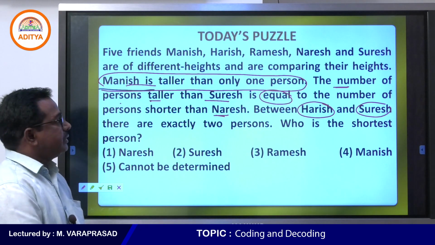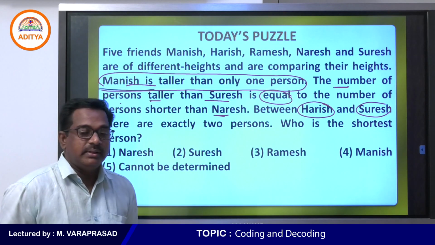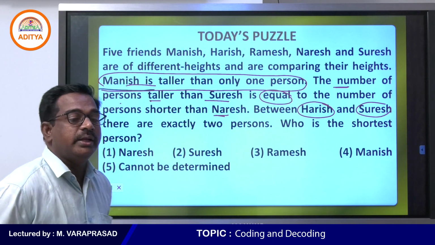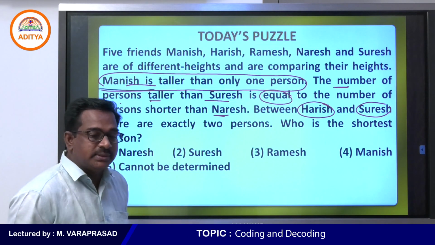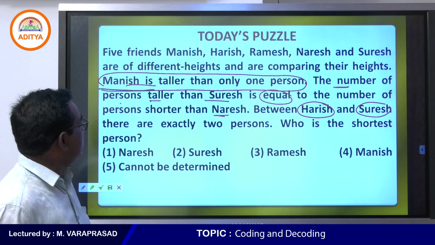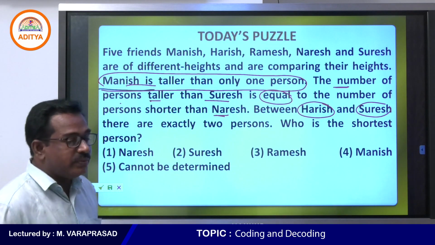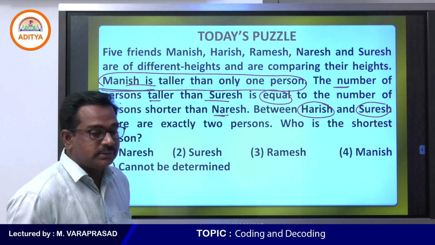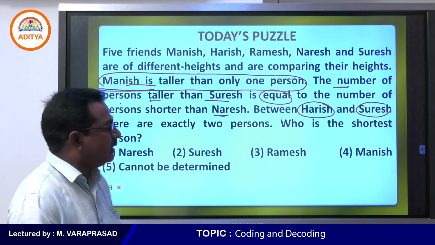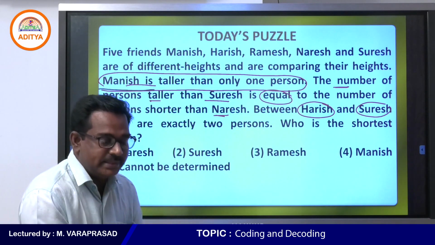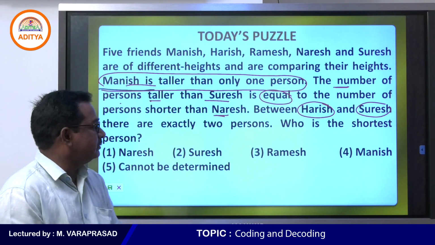5 friends are there: Manish, Harish, Ramesh, Naresh and Suresh. The condition is they are having different heights. The heights are not equal, they are different heights. Manish is taller than only one person, that is the first condition. And the second condition: the number of persons taller than Suresh is equal to the number of persons shorter than Naresh. And the third one is between Harish and Suresh, exactly 2 persons are there. Now, who is the shortest person?